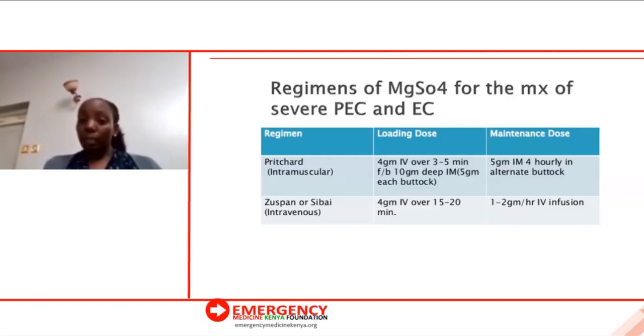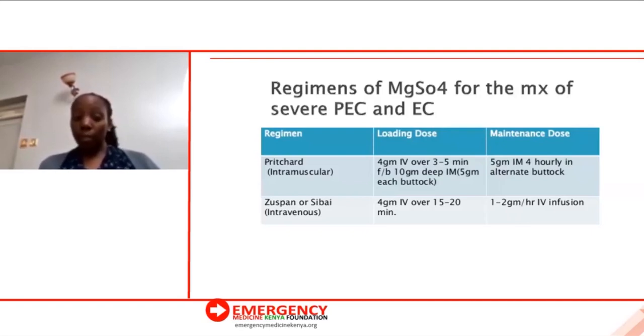The thing about magnesium is magnesium toxicity is very possible. So in all the time that you're giving this patient magnesium sulfate, you have to be on the lookout for signs of toxicity, which is altered mental status, or signs of respiratory depression, or loss of deep tendon reflexes, and also hyperreflexia as well, and oliguria. So if the urine output is less than 0.5 mils per kg per hour, those are all signs of magnesium toxicity. And there's an antidote for that.